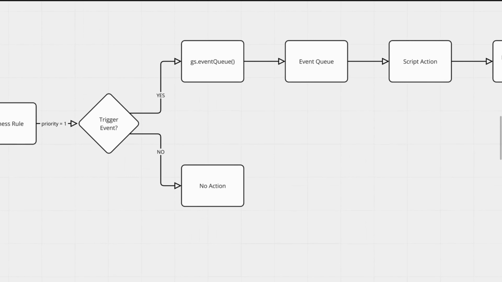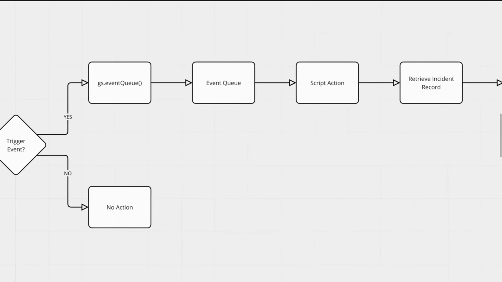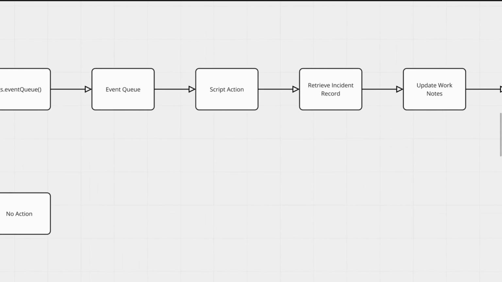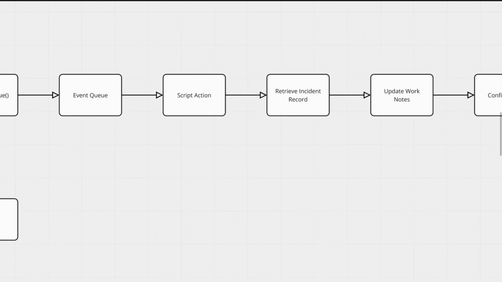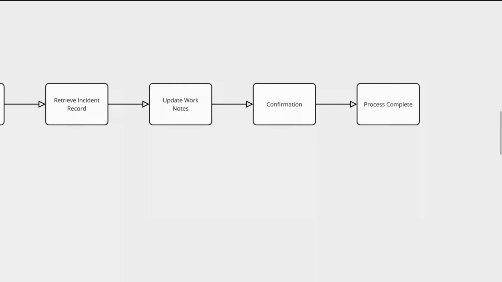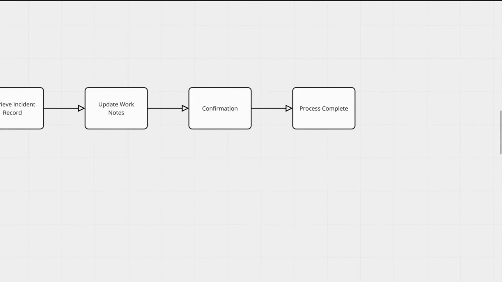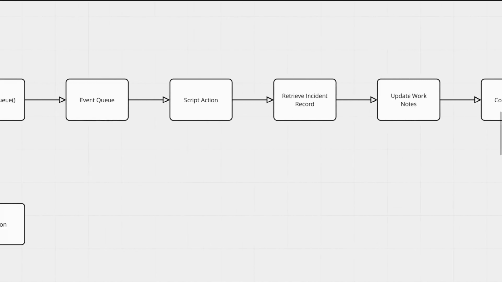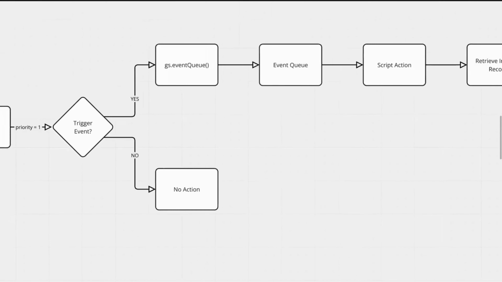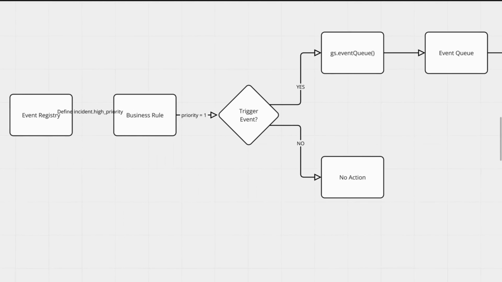If the event is triggered, then the event will be put into the queue. That event queue will have certain logic to do what? That's a script action. It will retrieve the incident record and update the work notes. That is what we are trying to show in this example in this video, and then we'll get a confirmation. We'll look at it and then the process is complete. So this is the flow that we are going to look at in this video. That's something I'm going to do hands-on. Please watch it. If there is no triggered event, then there is no action. That's what I was trying to tell here.